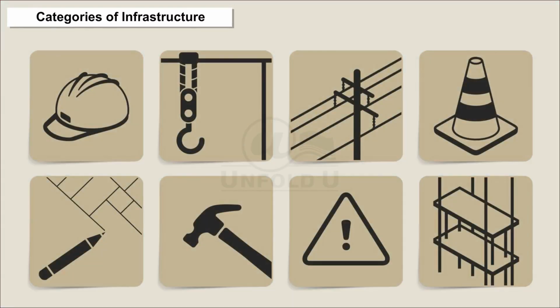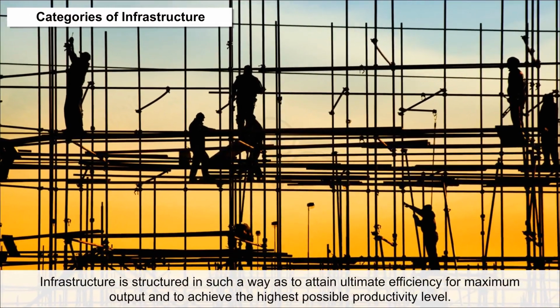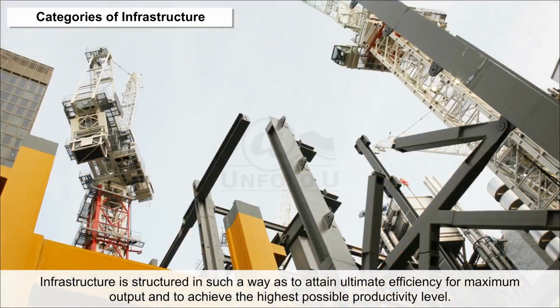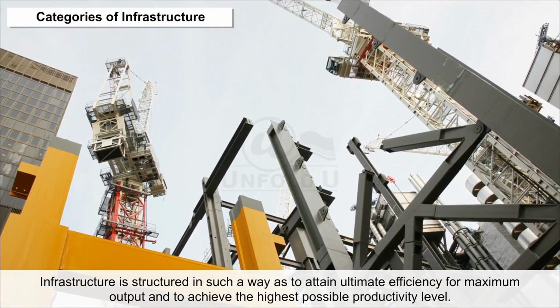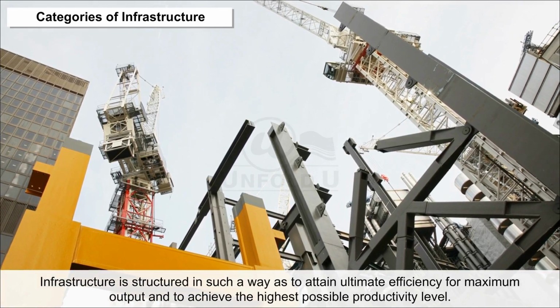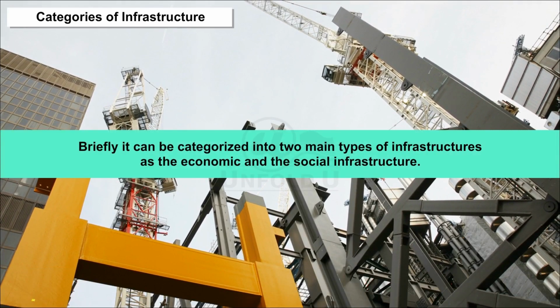Categories of infrastructure. Infrastructure is structured in such a way as to attain ultimate efficiency for maximum output and to achieve the highest possible productivity level. Briefly, it can be categorized into two main types of infrastructure: the economic and the social infrastructure.